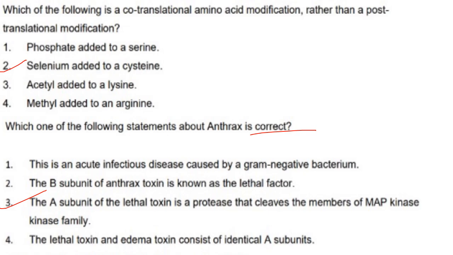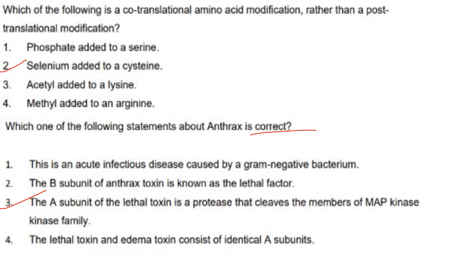Then next one. Which of the following is a co-translational amino acid modification rather than a post-translational modification? Phosphate added to serine. So it is a post-translational modification. Selenium added to cysteine is a co-translational modification. Answer is option 2. Acetyl added to lysine again is a post-translational modification. Methyl added to arginine is also a post-translational modification. So the answer here is option 2.